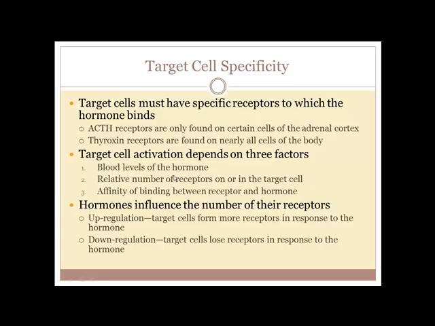So you can either increase or decrease the release level of the hormone. The receptors can be upregulated or downregulated. If we upregulate, that means the cells will form more receptors. If we downregulate, that means the cells will lose receptors. And then the affinity of binding will be correlated with the environment. Like, is the blood pH optimal? Are you too cold? Are you too warm? Stuff like that.